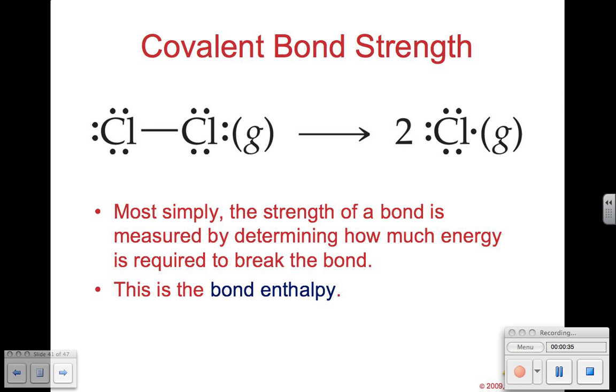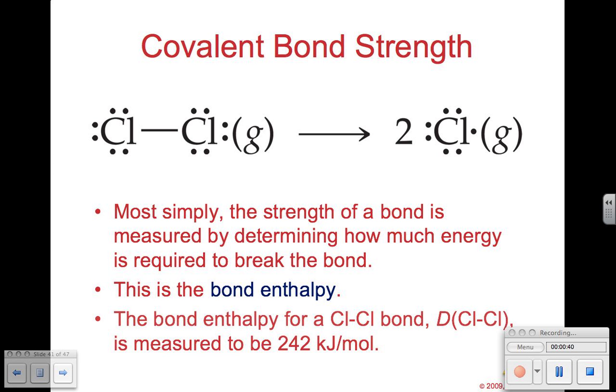And this is what is also known as the bond enthalpy. So this is the bond enthalpy, energy associated with breaking that bond. So the bond enthalpy for the chlorine-chlorine bond here is measured to be 242 kilojoules per mole. So it's an enthalpy. There's an energy associated with that.